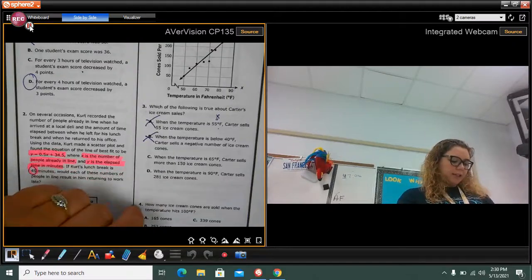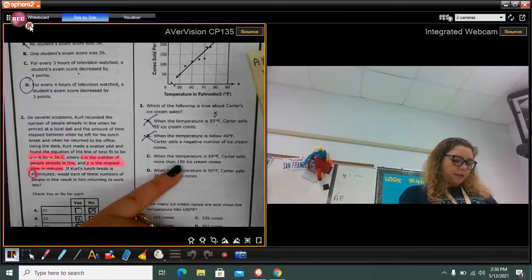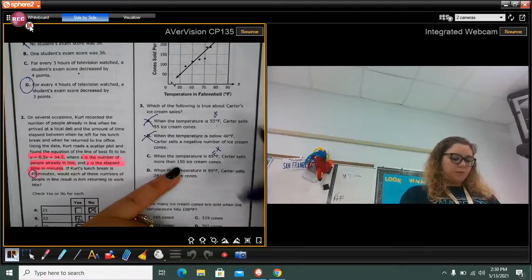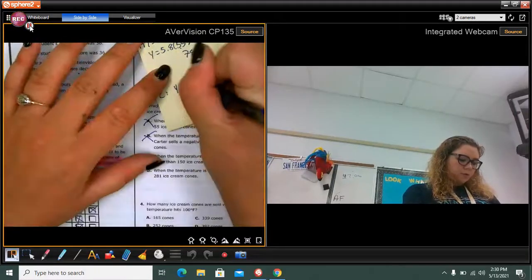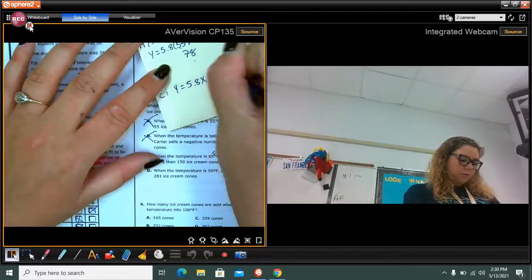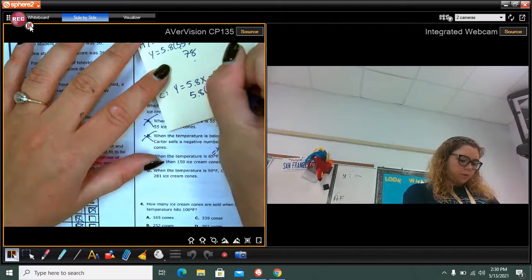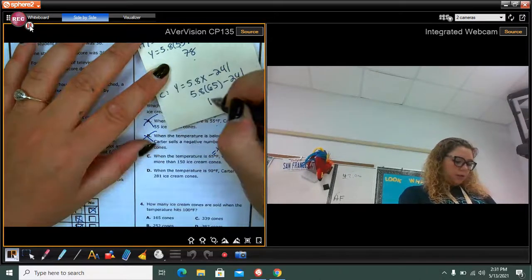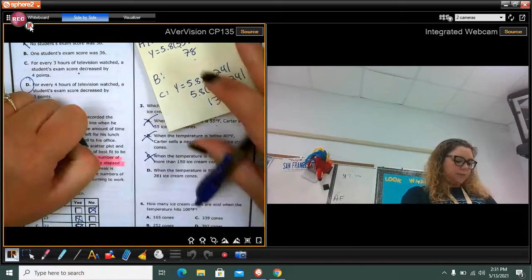C. When the temperature is 65 degrees, Cordell sells more than 150 ice cream cones. So let's plug in 65 for X and see if it's more than 150. And that's going to give me 136. Is it more than 150? No, it cannot be C.